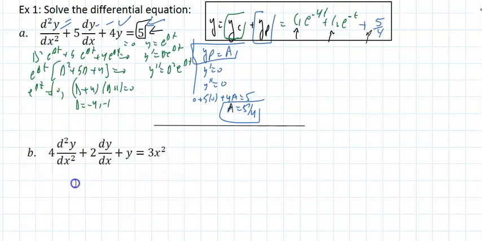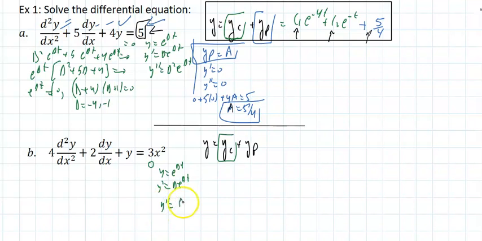What if I'm looking at B? Again, I do the same thing. Here I'll say y equals the complementary solution, which is the homogeneous, plus the particular. Now, the homogeneous, we set this equal to 0. We say, alright, let y equal e to the dt, y prime equal d e to the dt, y double prime equal d squared e to the dt, and we notice we have 4d squared plus 4d plus 1 times e to the dt equals 0.